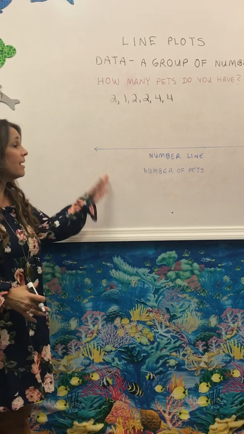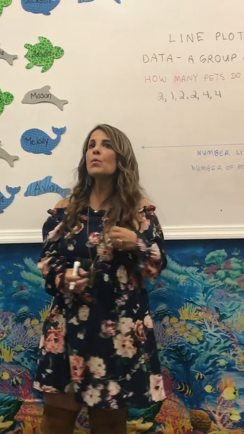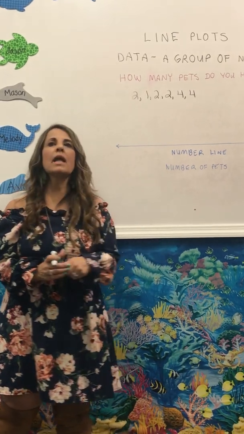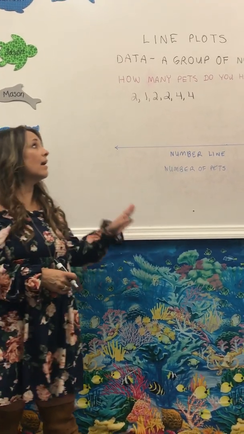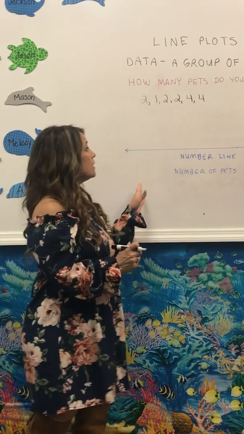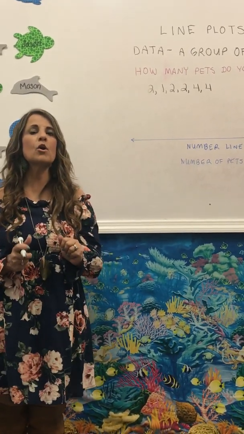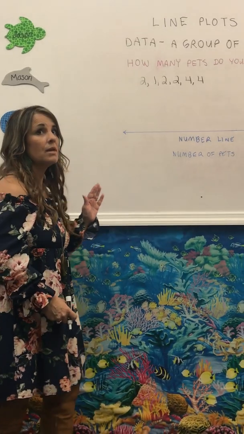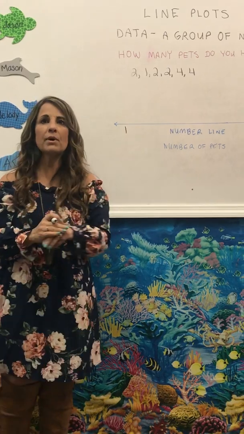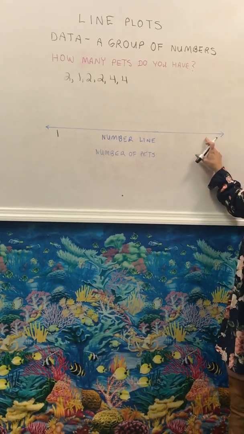These numbers are a set of data. Now we could show the data using numbers, but we could also show this data using a line plot. A line plot has plenty of X's. So when we do a line plot, we start off with the smallest number going to the left. So we would put a number 1 right here. And then our larger number would go to the right. So we're going to put a number 4 right over here.